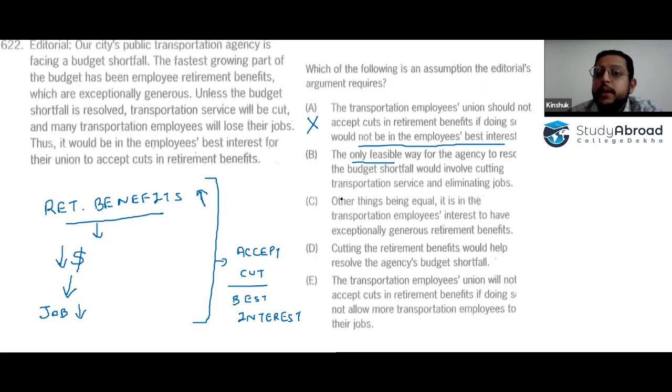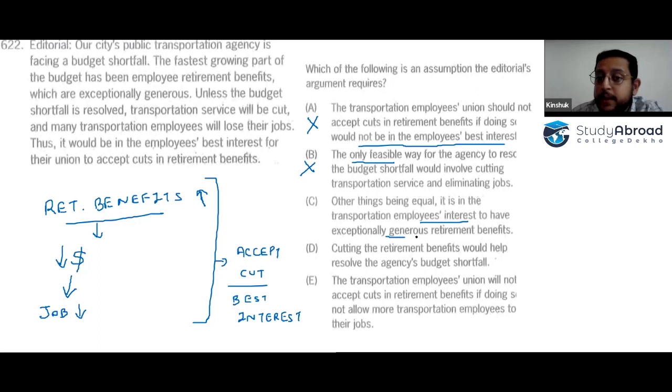That they should accept the cuts in the retirement benefits. So again, this is not our assumption. Then next, answer choice C says, other things being equal, it is in the transportation employees' interest to have exceptionally generous retirement benefits, right? So he says that if other things are all equal, he's talking about the best interest, but what was not there in answer choice B. Best interest was A. In answer choice A, they did not go for the best interest. They went for what is not in their best interest, right? But it says they should have exceptionally generous retirement benefits, right?